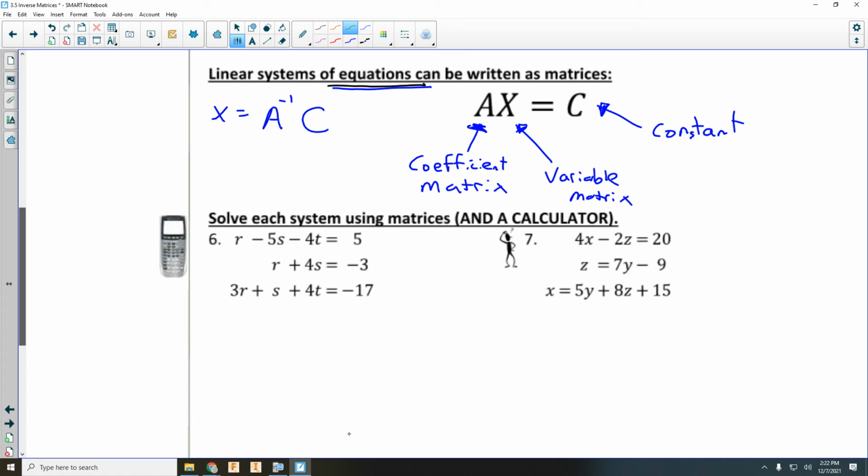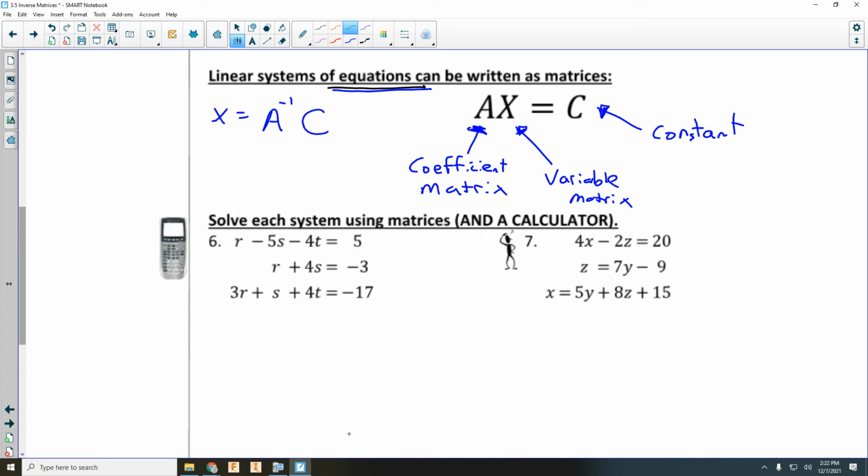So this allows us an easier way to solve 3 variables, and it's easier than substitution and elimination. It's all calculator punches, but you just can't have a typo on your calculator. Some people are still writing, so I'll wait till you have that copied down. Okay, now we're good? All right.